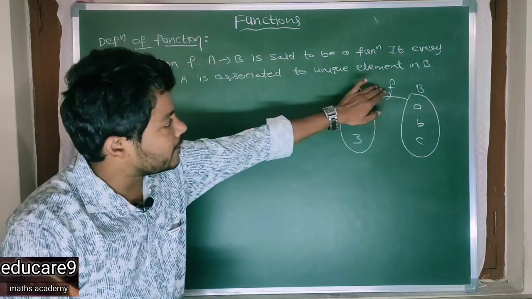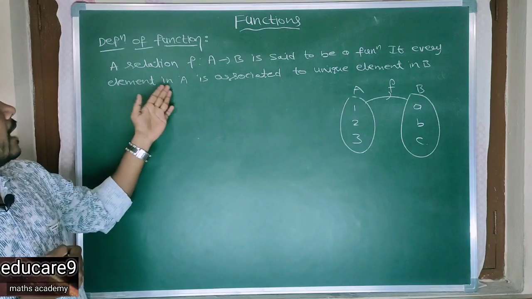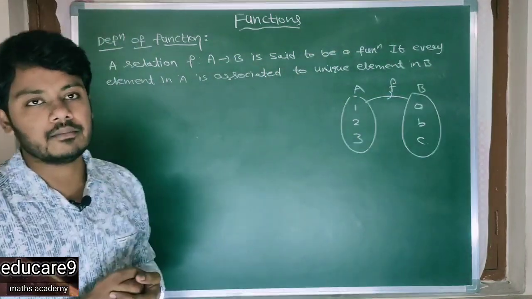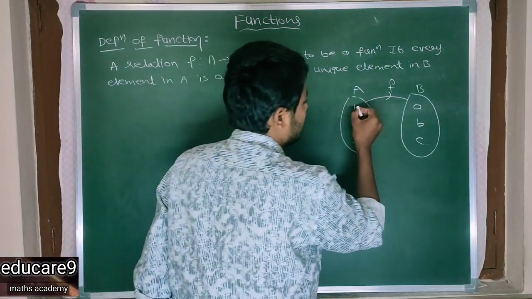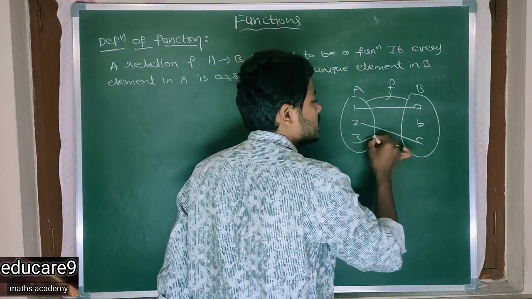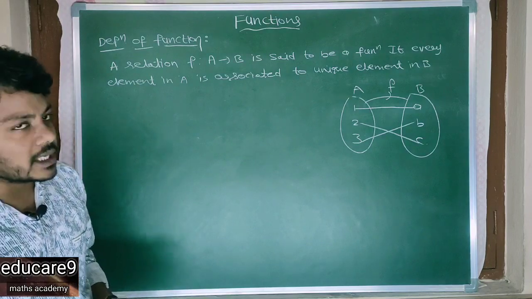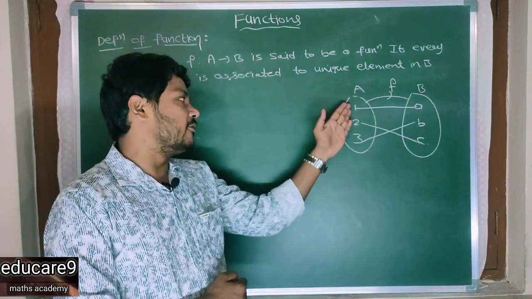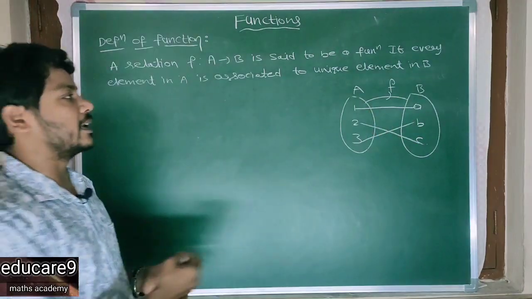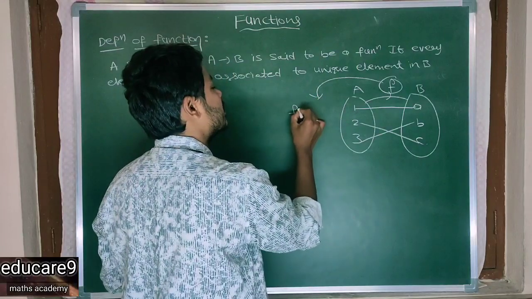Here f is said to be a function if every element in A is associated to a unique element in B. See here, for example, 1 is associated to A, 2 is associated to C and 3 is associated to B. So clearly from this we can say that every element in A has a unique element. In that case f is said to be a function.